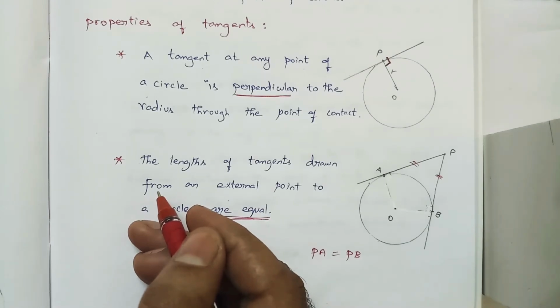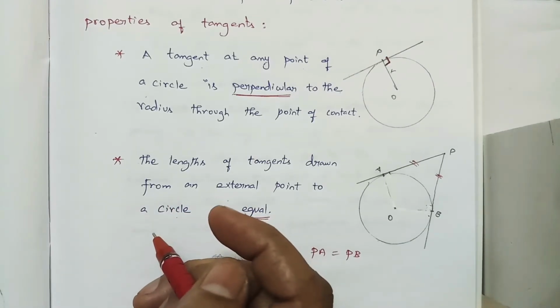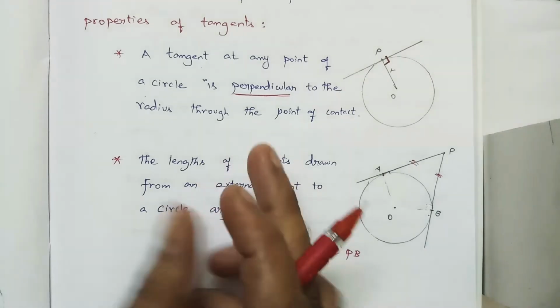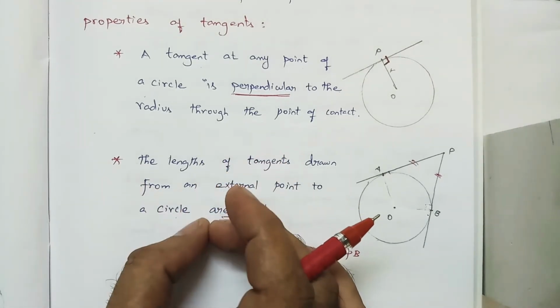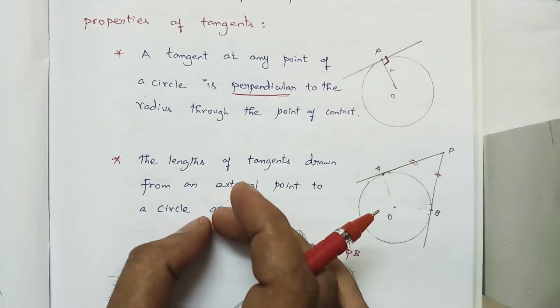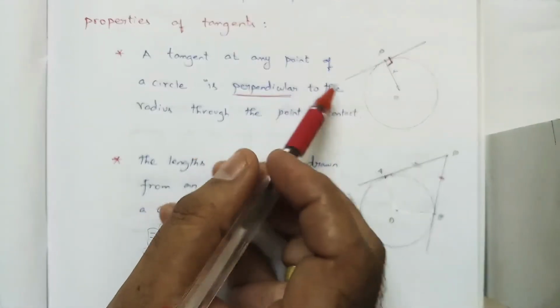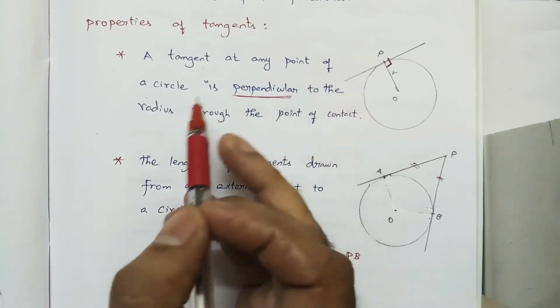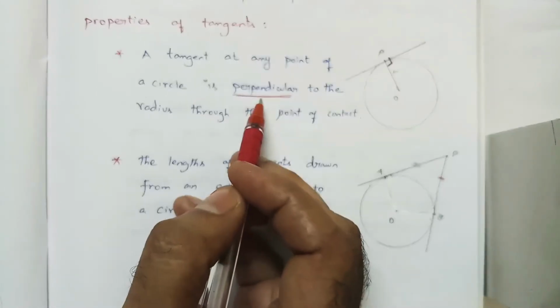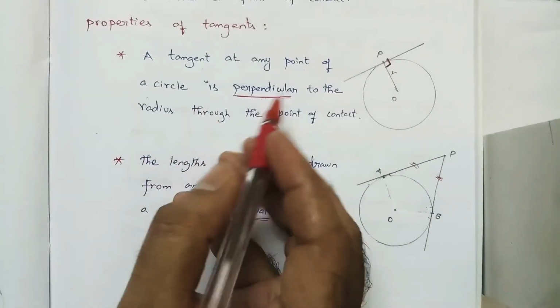Properties of tangents. This is very important. We are going to discuss only two properties, and with the help of these properties we are going to find or prove things. The first property: a tangent at any point of a circle is perpendicular to the radius. That is very important.